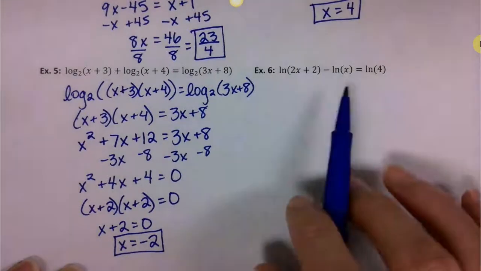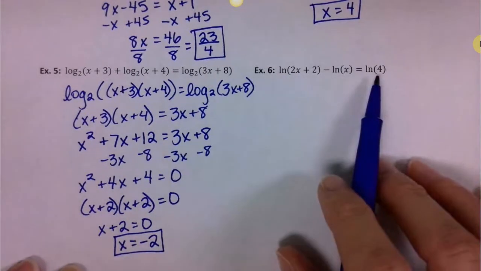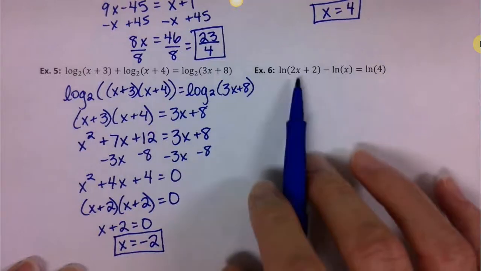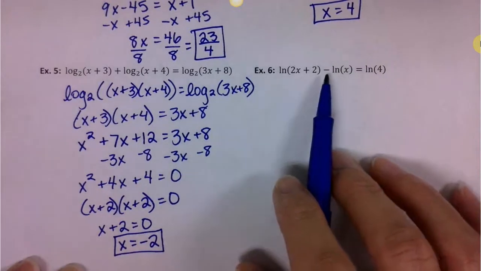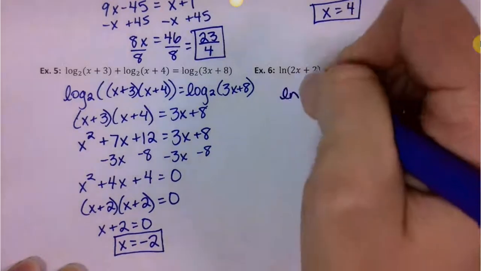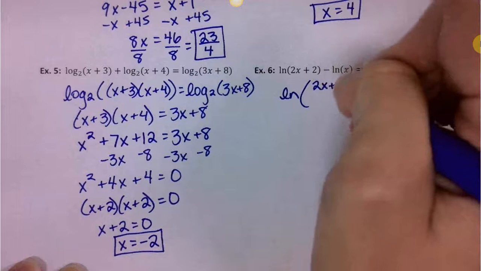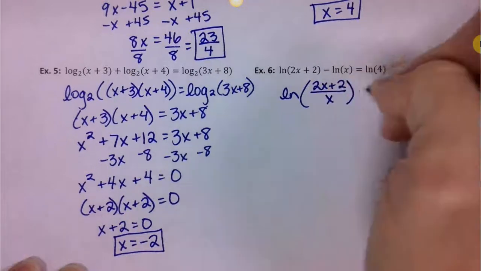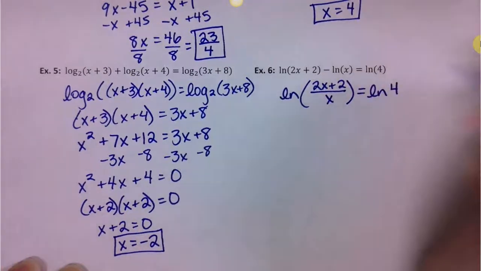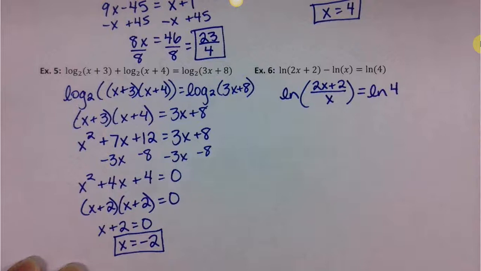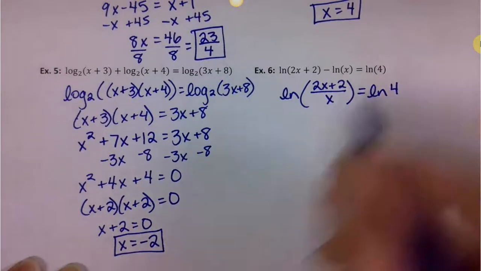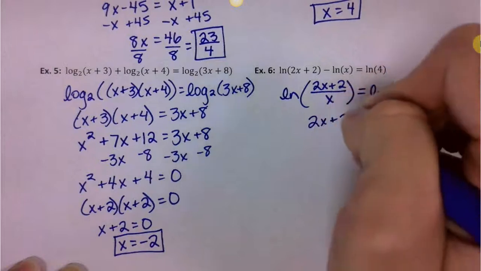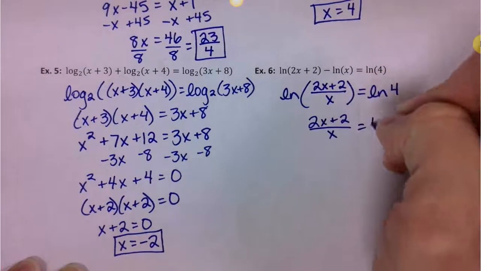Example 6, we see a natural log on both sides of the equal sign, but again we need to condense this one into a single expression first. So a subtraction we're going to turn into a division. So this is the same as the natural log of 2x plus 2 divided by x equals the natural log of 4. And now since they're both natural logs, we can take what's inside of them and set them equal to each other. So 2x plus 2 divided by x is equal to 4.